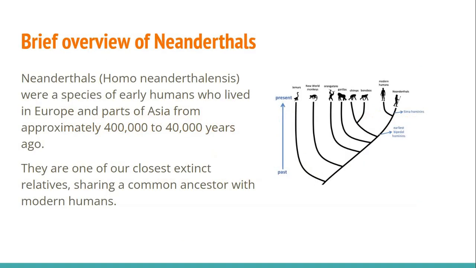So let's start. Firstly, we are going to see a broad and brief overview of Neanderthals, that who were they actually. Neanderthals were a species of early human who lived in Europe and parts of Asia from approximately 400 to 40,000 years ago. Their cranial capacities were approaching those of modern man.